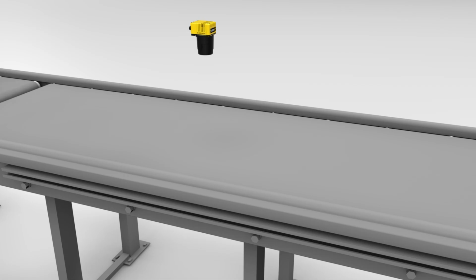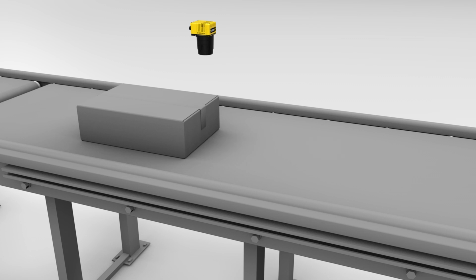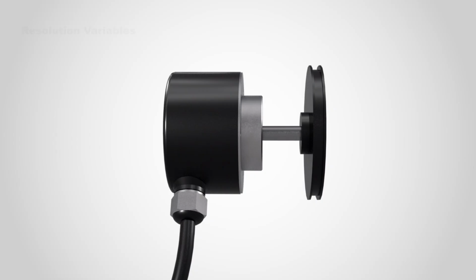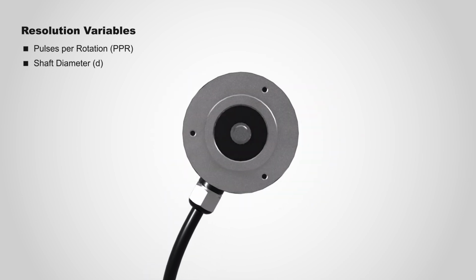The resolution of an encoder is defined by how small a change in distance the encoder can measure. For line scan, we measure resolution as the distance between lines. For example, smaller feature sizes like printed circuit board components will require a higher resolution to capture smaller details. Resolution is dependent on many factors, including how many pulses per rotation, also referred to as PPR, the diameter of the shaft, or the number of output channels.